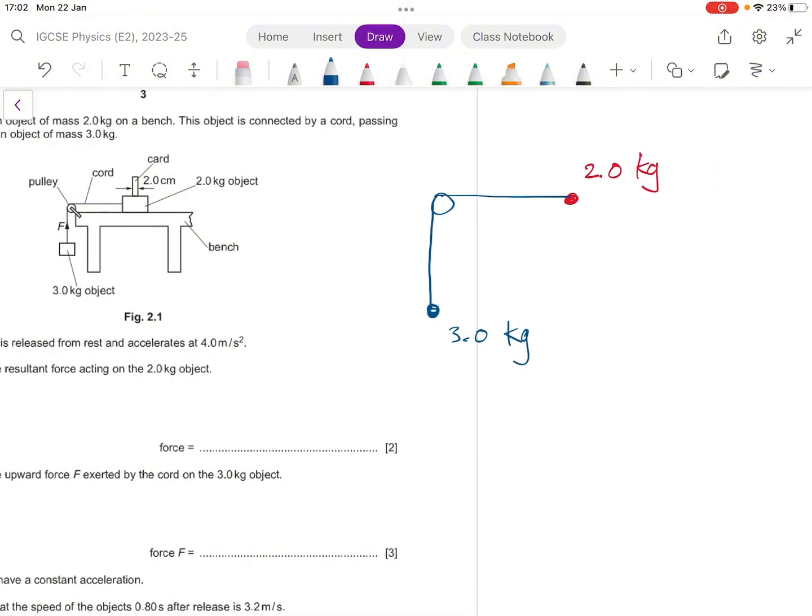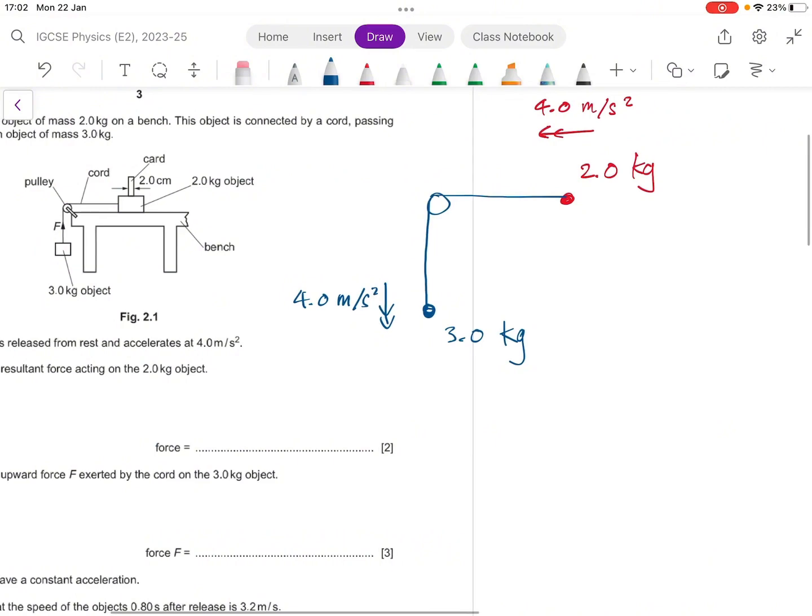So if the top one accelerates at a rate of 4 meters per second squared, this object is also going to accelerate at the same rate. Right? That makes sense because the two objects are connected through a string. So if you release one, they are both going to accelerate at the same rate.